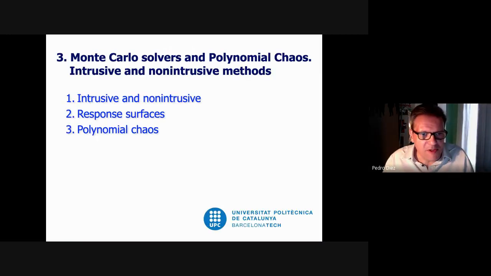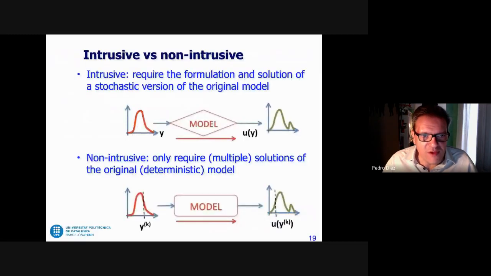The third part is about intrusive and non-intrusive methods, response surfaces, and polynomial chaos. The definition of intrusive or non-intrusive is a little bit fuzzy, but in essence, it comes back to the idea of requiring to modify the finite element code or not. So if you can use your finite element code as a black box and just call it as many times as you want, but you don't have to touch it inside, then you are non-intrusive.